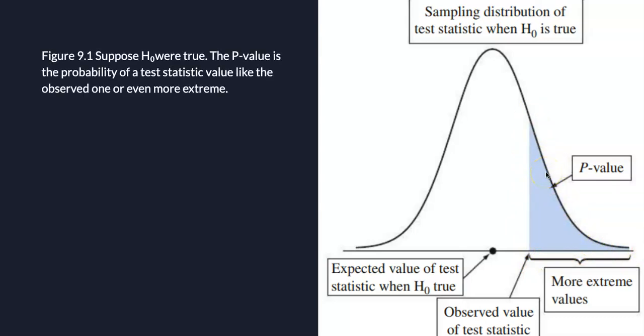All right, figure 9.1, suppose H0 were true. The p-value is the probability of a test statistic value like the observed one or even more extreme, like this one or maybe to the right side of it, okay? And this is assuming the alternative is greater than the claimed null, right? So this is the shaded area in the tail of the sampling distribution, and the p-value is really the area under the shaded region.